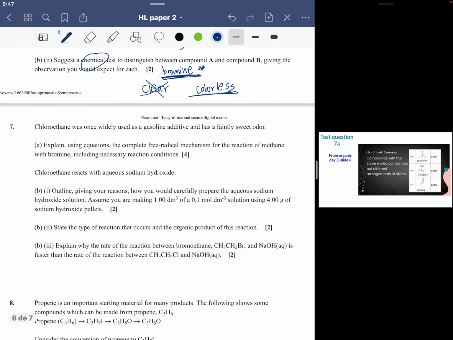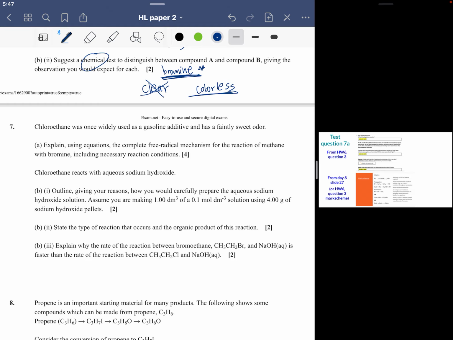All right, question 7. Question 7 was explain the free radical mechanism. So you can see here, we did this plenty of times in class. We went over it. I told you it was going to be on the assessment. You just got to know that mechanism.